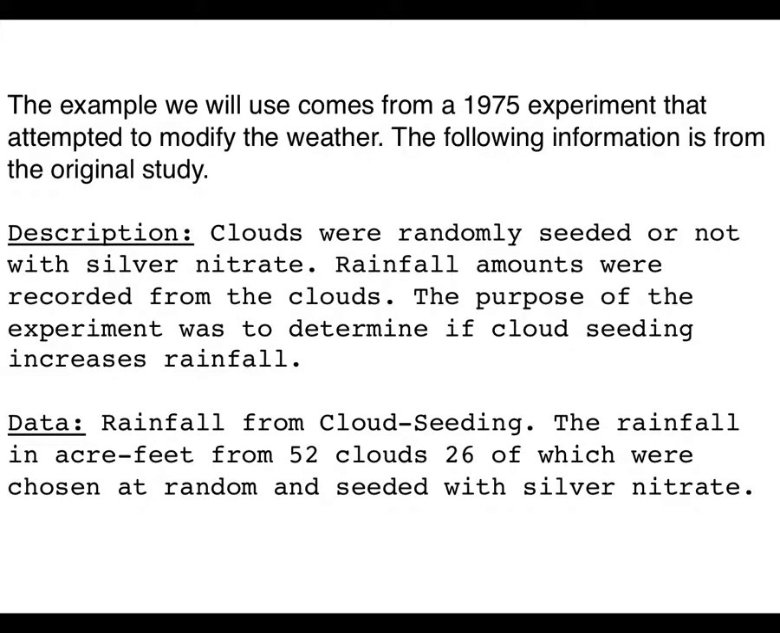Okay, so here's the data. Rainfall from cloud seeding. The rainfall in acre feet from 52 clouds, 26 of which were chosen at random and seeded with silver nitrate. They took 52 clouds, they split them into 2 groups. Half of them got silver nitrate, which is called seeding, and half of them didn't. Then they recorded the rainfall from the 2 groups. What they wanted to know is, do those clouds that have the silver nitrate produce more rainfall? With me? Okay.